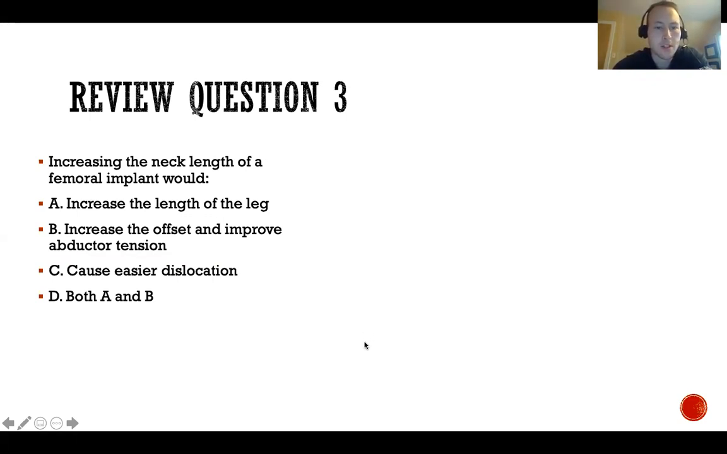So question number 3, what would happen if you increase the neck length of a femoral implant? Would it A, increase the length of the limb overall? Would it B, increase the offset and therefore improve the abductor tension on those muscles? Would it C, cause an easier dislocation? In other words, would it destabilize the hip? Or D, is it A and B?